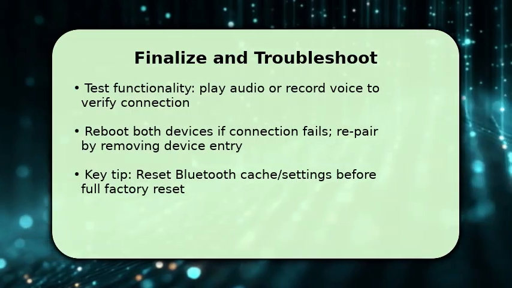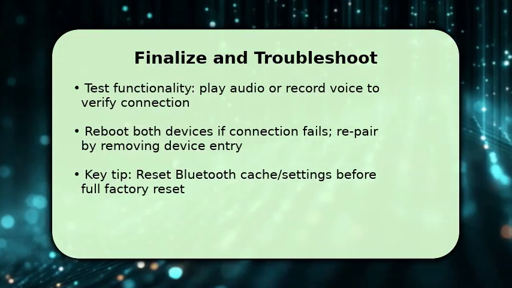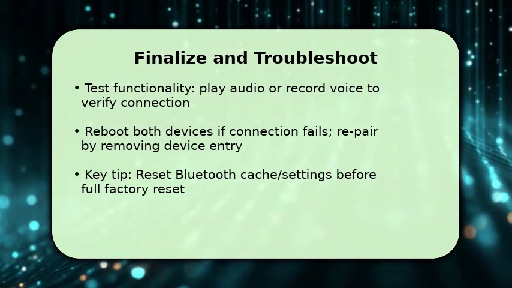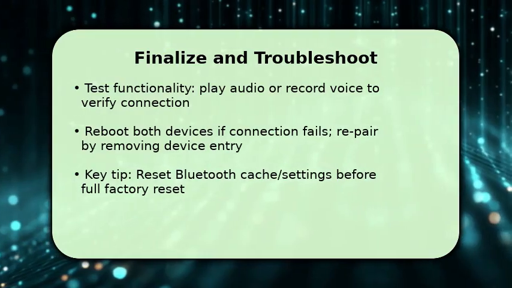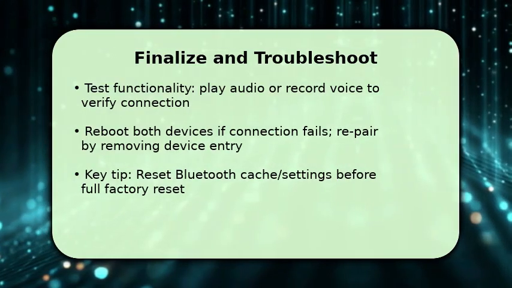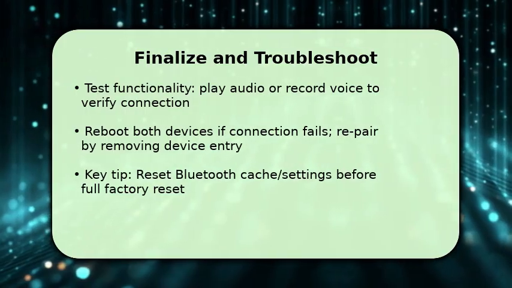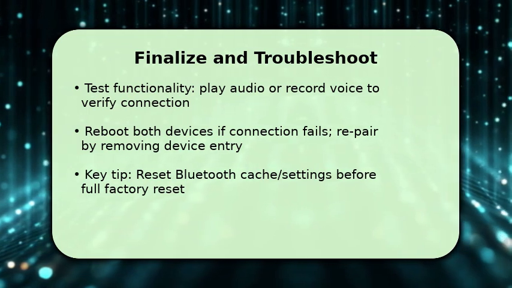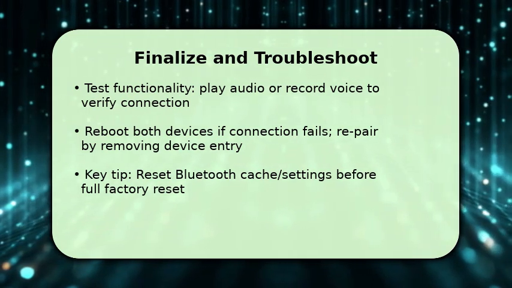If pairing repeatedly fails, remove the device from the Bluetooth list and pair again because stale entries cause conflicts. As a troubleshooting tip, clear the Bluetooth cache or reset Bluetooth settings on the host before you consider factory resets. This resolves most persistent pairing and profile issues without data loss.